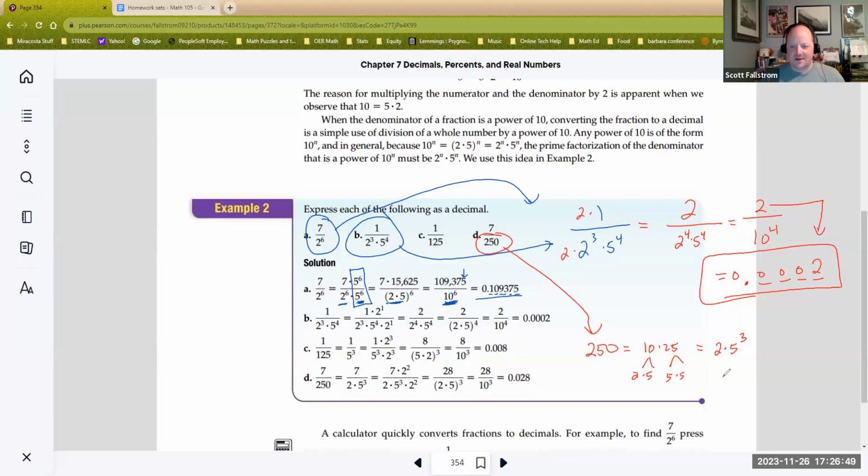So think about those pairs. I've got enough 5s right now, but I need some more 2s. I better multiply by 2 squared to build that up, so I have 3 of them. And that is indeed what we do. We multiply by 2 squared, top and bottom, so that I get 3 pairs of the 10 pieces, and I end up with 28. Again, 3 decimals showing works out perfect.